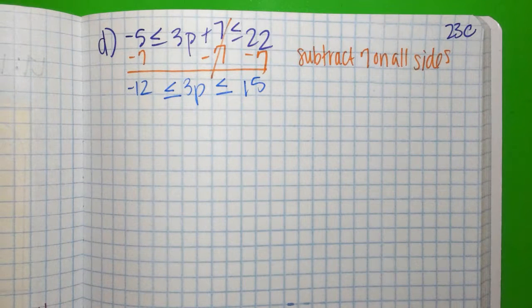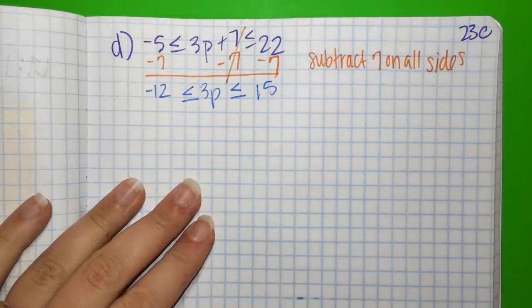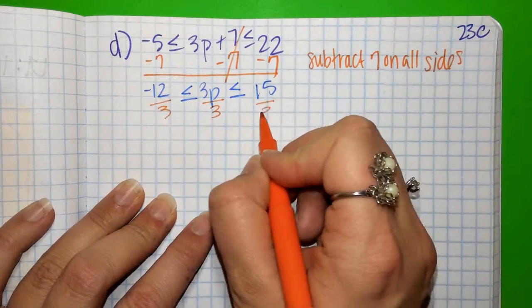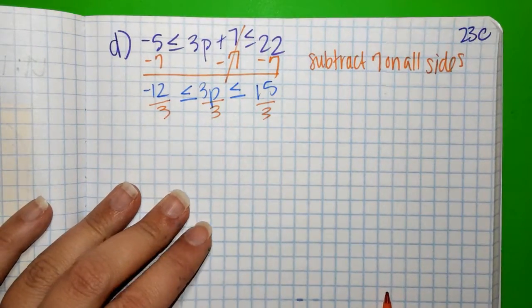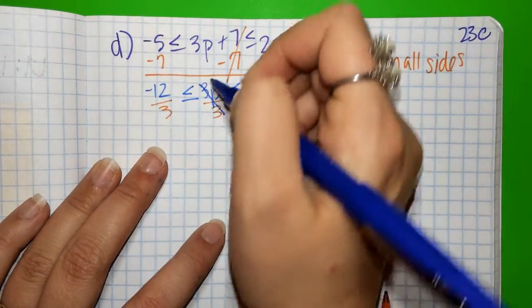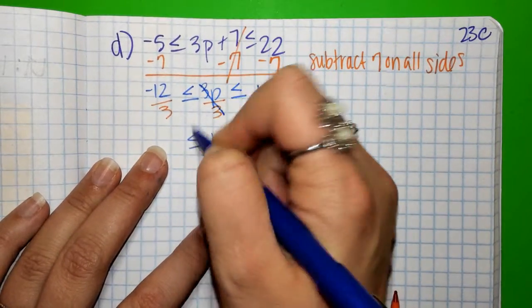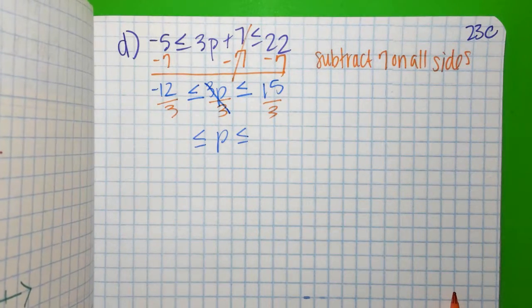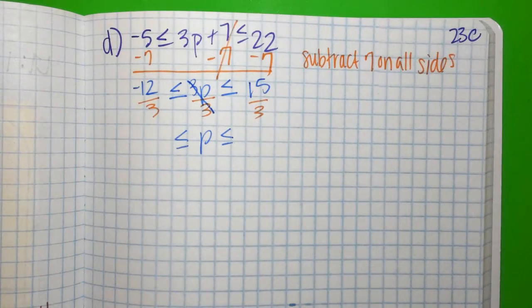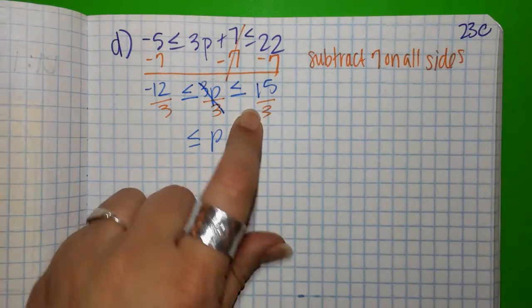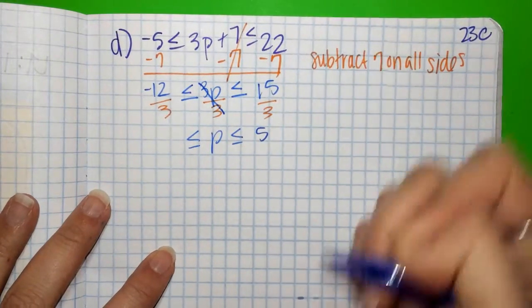Now, Damien, can you tell me what to do next? Divide by 3 on all sides, correct? Awesome. Do we agree or disagree? Do I flip my signs? Why do I not flip my signs? There's no negative. I didn't divide by a negative. Fantastic. All right, what's 15 divided by 3? What's negative 12 divided by 3?